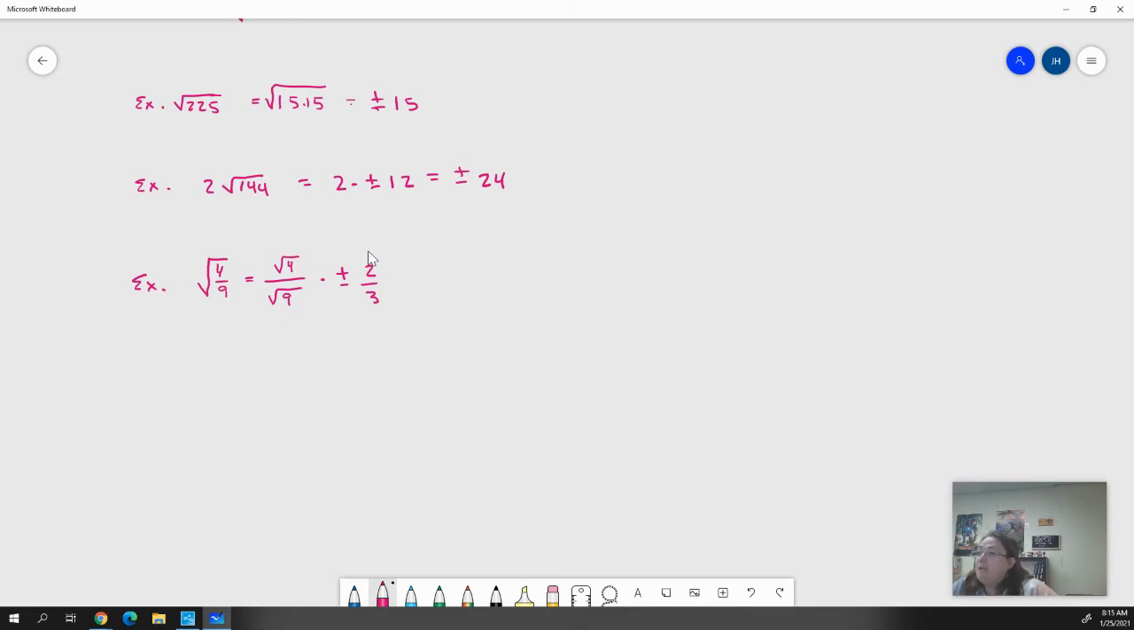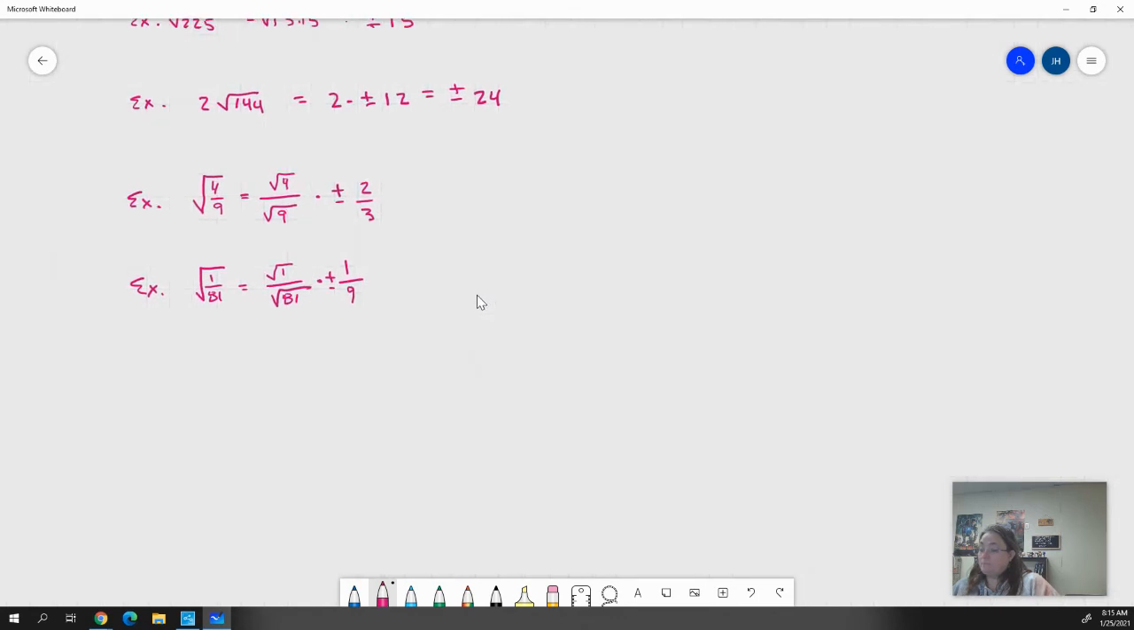In the same respect, if I have the square root of 1 over 81, that's like saying the square root of 1 over the square root of 81, which is going to give me 1 over 9, plus or minus. And that's all well and good, right, when we're dealing with these perfect squares.